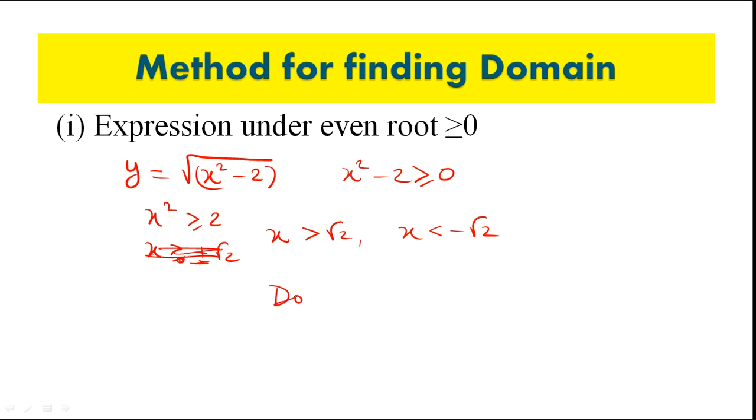Domain of the function is x from minus infinity to minus root 2, but minus root 2 is also included, it can also be equal to, it is included, right. And union root 2 is also included, because if x is root 2, the expression under the root will be 0, right, to infinity. So this is the domain.